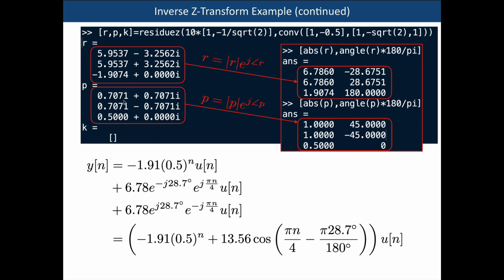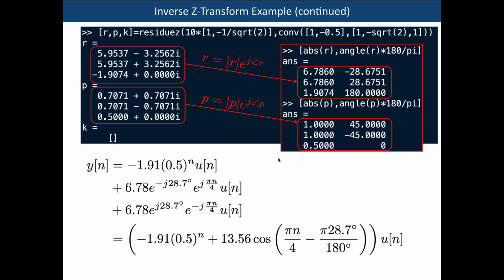Notice that this pair of poles occurs in conjugate pairs, and the corresponding residues also occur in conjugate pairs. And so I could write down, I'm going to use the polar representation in this case, so I'm going to write down the residue. So we have 6.78 times e to the j 28.7 degrees. Remember, you can't really use degrees. You'd have to re-express this in radians by multiplying by pi over 180.